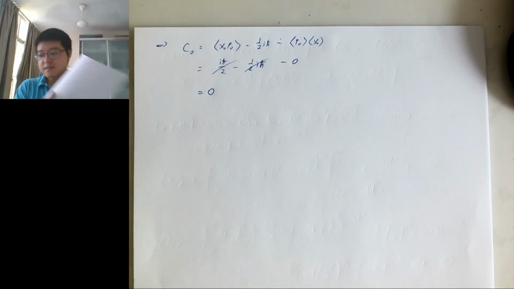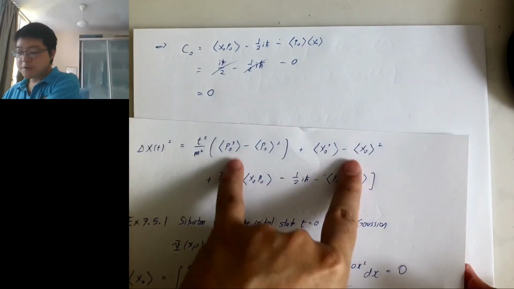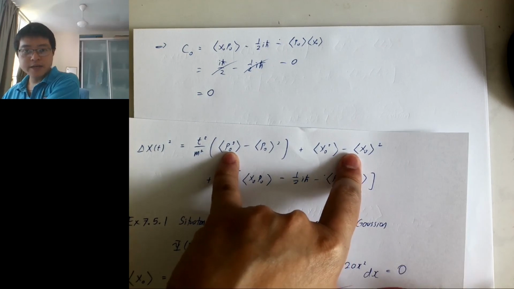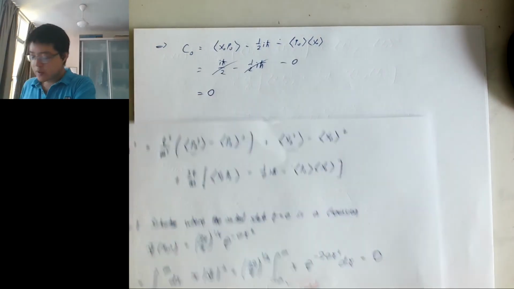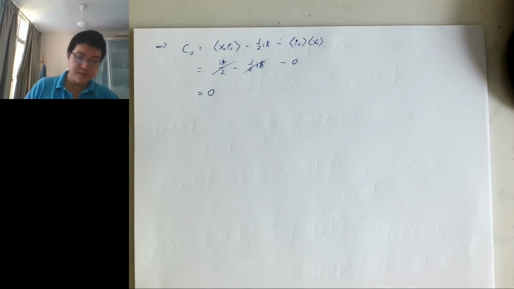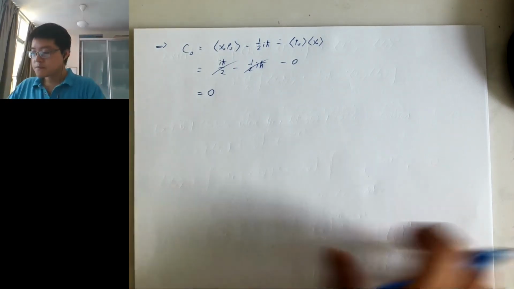So this part is settled. We just need to figure out what the remaining terms are over here. So what are the expectation values of momentum squared and x squared? Let's do that now.